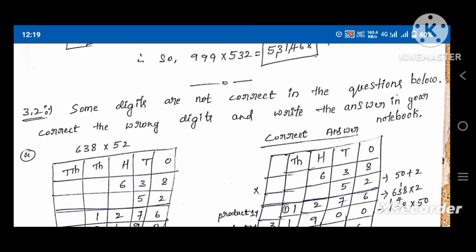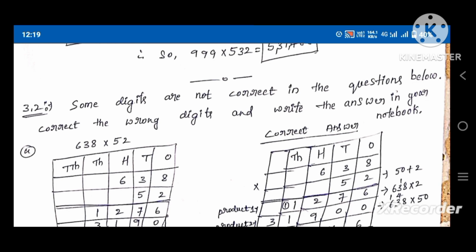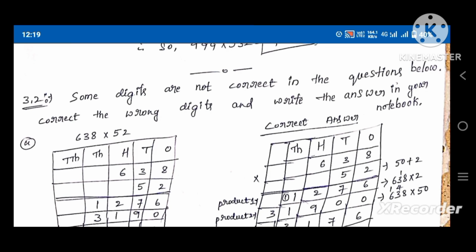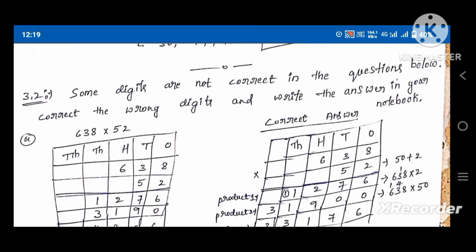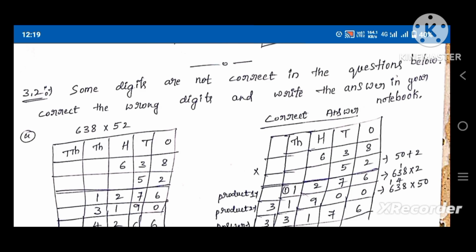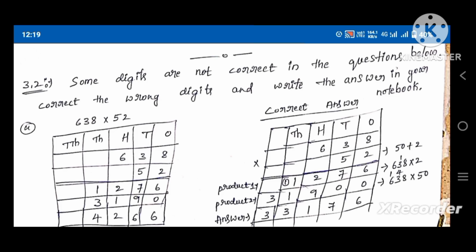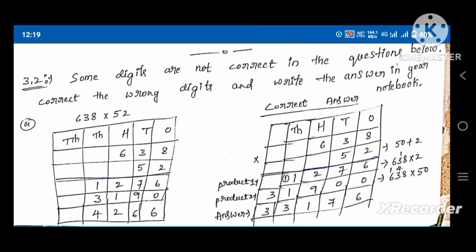Three point two. Some digits are not correct in the questions below. Correct the wrong digits and write the answer in your notebook. Question number A. 638 into 52.